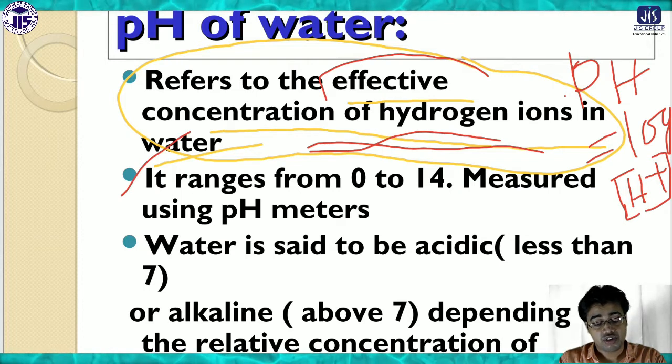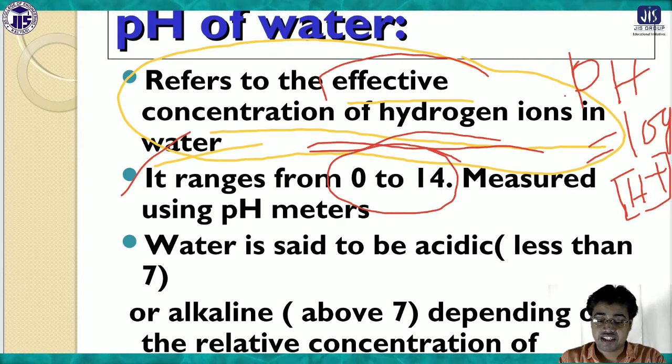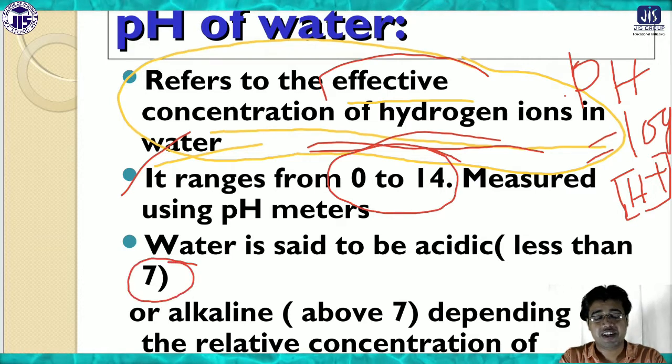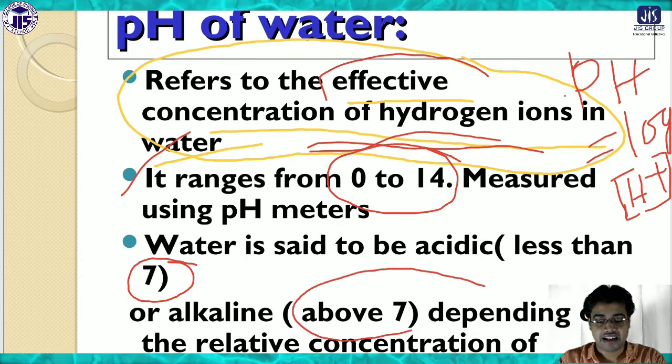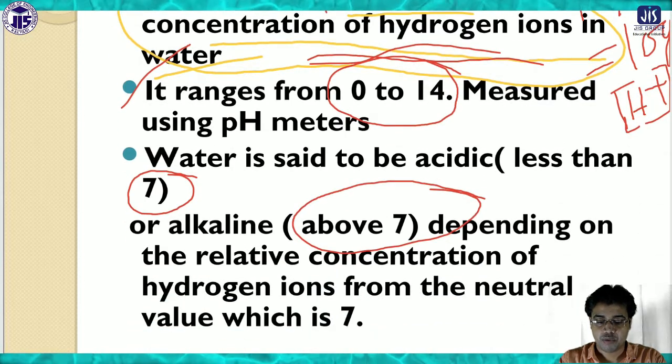The overall range for pH is 0 to 14, and acidic pH is less than 7. Approximately, 0 to 6.9 will be the acidic pH. Alkaline pH will be above 7, depending on the relative concentration of the hydrogen ions. And neutral pH is 7.